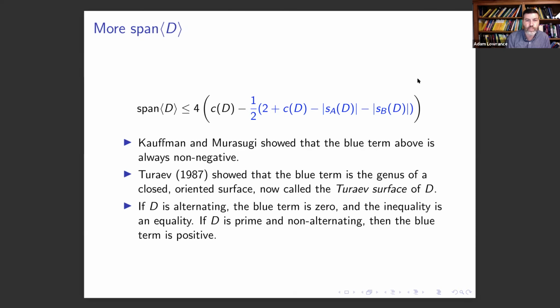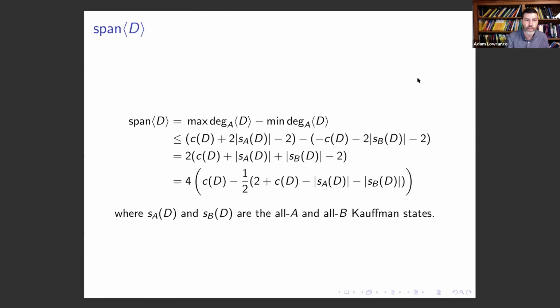Okay, so what Turaev did was he realized that this blue term was the genus of some orientable closed surface. All right, and so by recognizing that it was the genus of some closed oriented surface, of course, that means that it's always a non-negative integer value. Whereas Kauffman's proof was more just combinatorial in nature: here's this number, let's prove that it's 0 or non-negative.